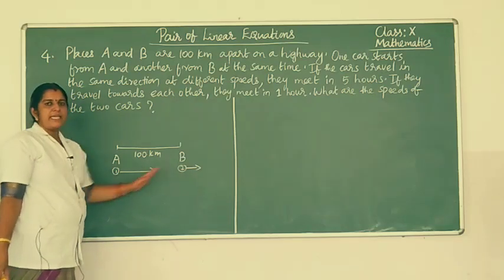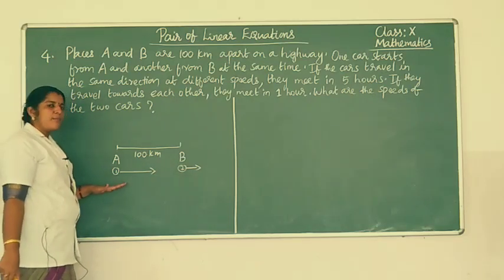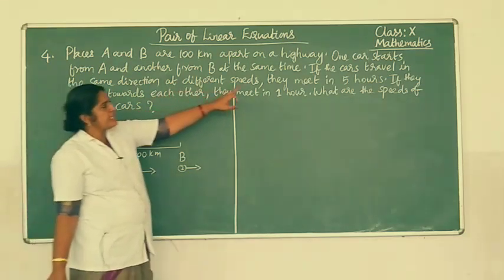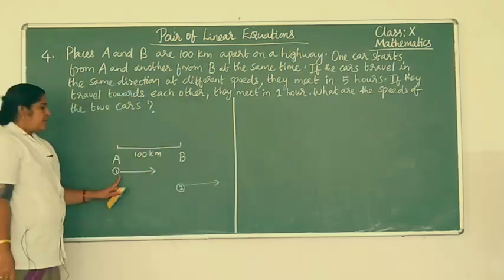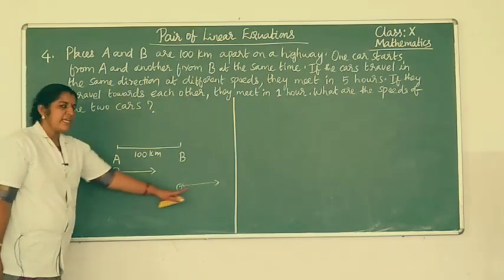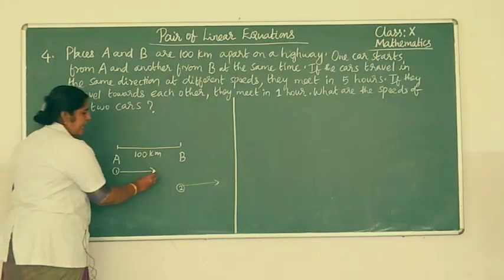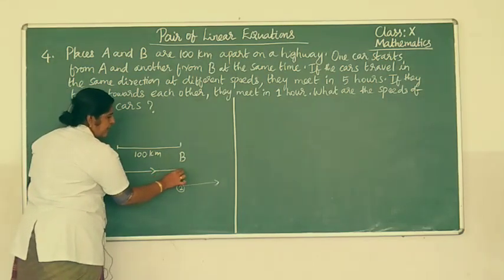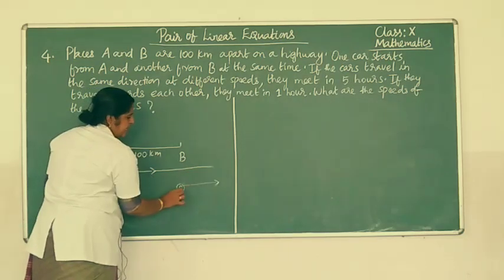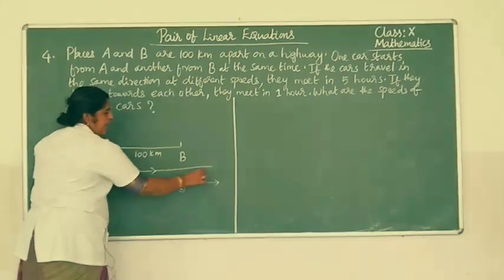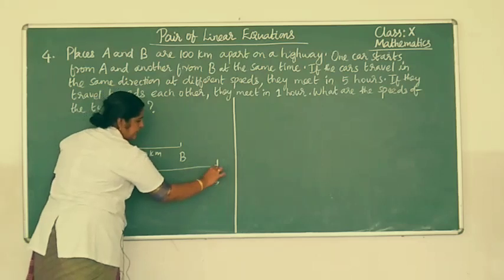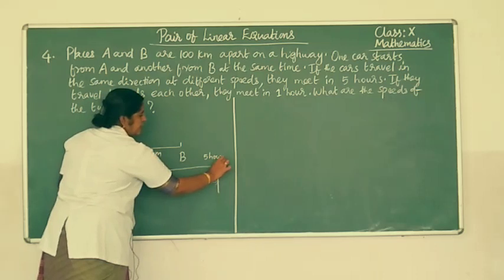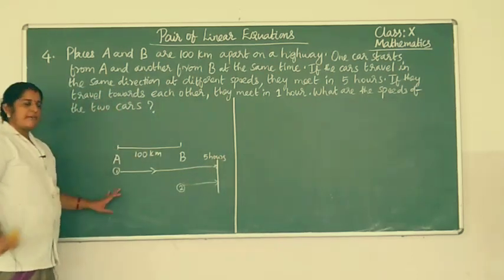So they are traveling at different speeds, but they are moving in the same direction. And what happens? They meet in 5 hours. Here you see the two cars are moving in the same direction and they meet at one place. That is, car A and car B are moving in the same direction and they meet at a common place. After how many hours? After 5 hours. So this is the first case.